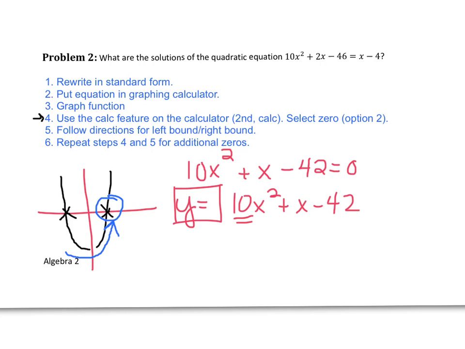If you go past the x-axis, you have to back it up one. So use the arrow key back and forth. Once you're right below the x-axis, you're going to hit enter. And then you get right bound question mark.